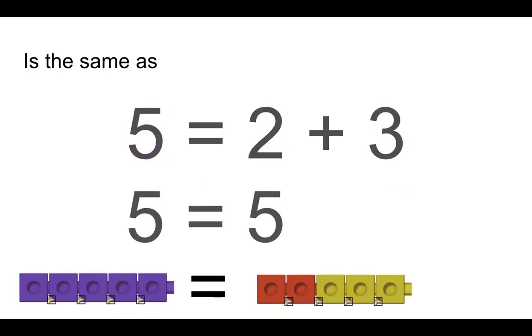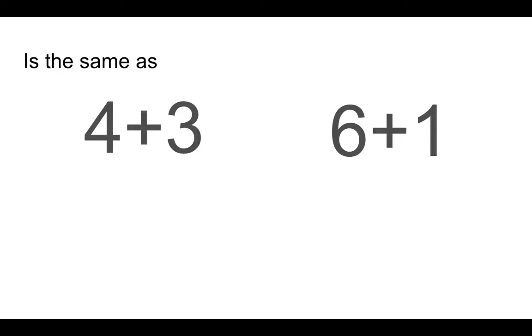Once I do the math, 5 is equal to 5. 2 plus 3 is 5. So both sides equal the same. Let's look at another example. If I have 4 plus 3 and 6 plus 1, I'm going to see if those are the same, to see if I can put the equal sign in between.